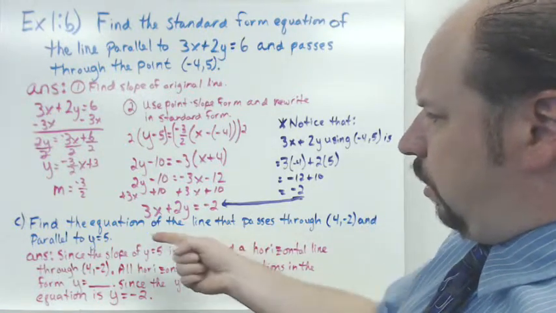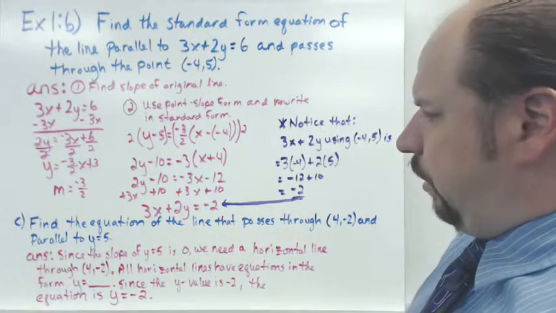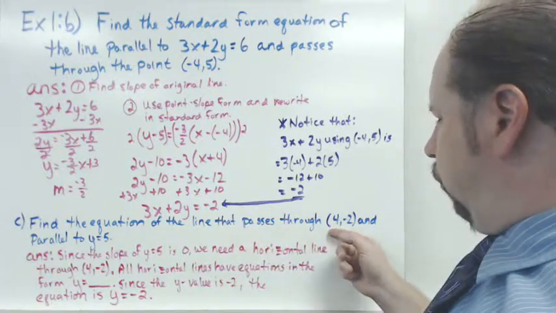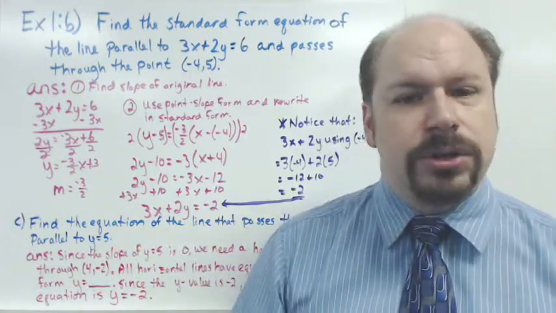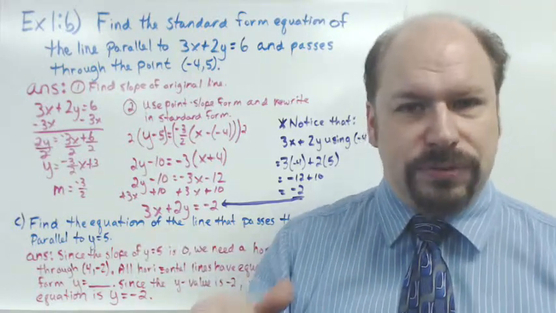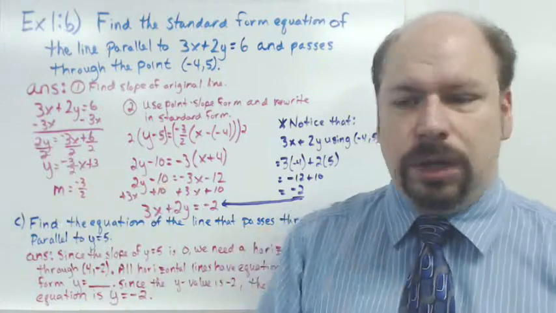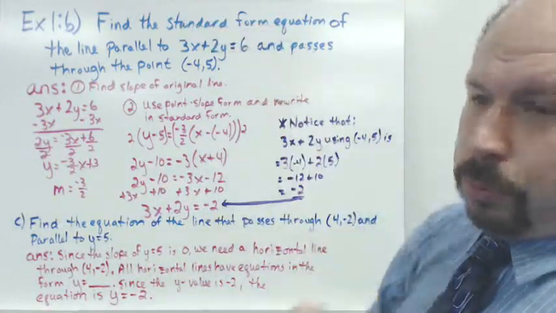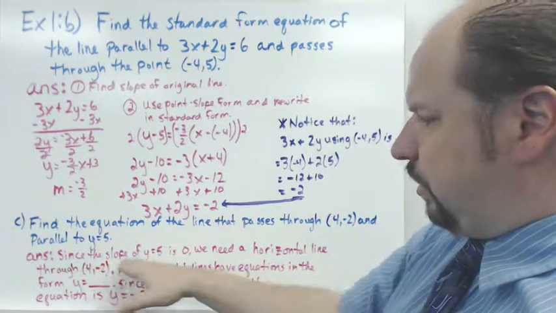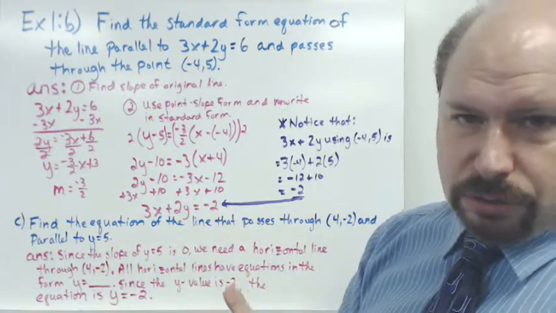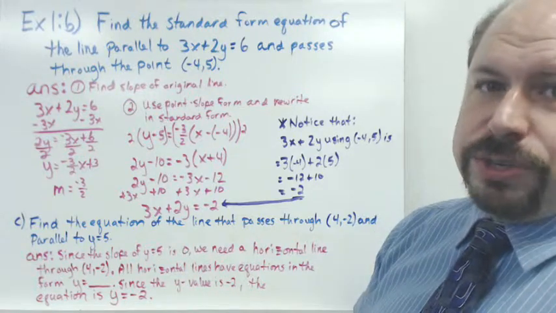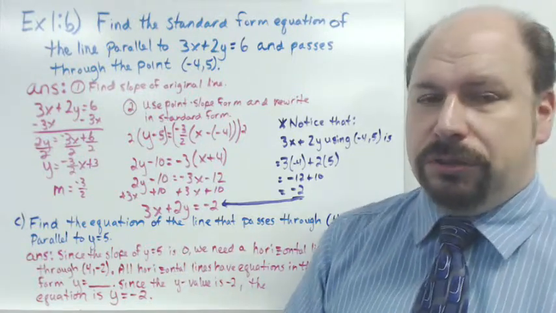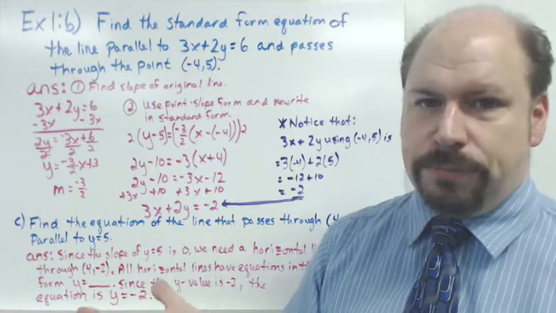Okay. In example C here, find the equation of the line that passes through (4, -2) and is parallel to y = 5. Remember, the line y = 5 is just a horizontal line, 5 up from the x-axis. Since the slope of y = 5 is 0, our new slope is also going to be 0. So our new equation is just going to be in the form y = something.